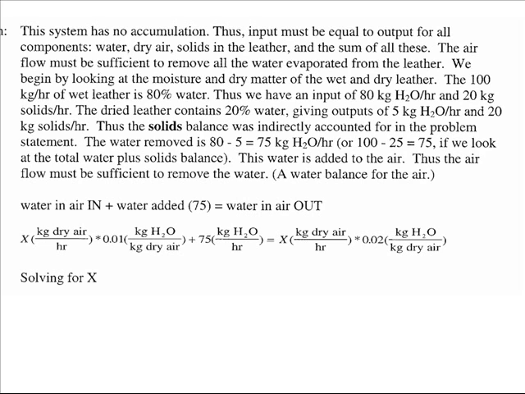We begin by looking at the moisture and dry matter of the wet and dry leather. The 100 kilograms per hour of wet leather is 80% water. Thus, we have an input of 80 kilograms of water per hour and 20 kilograms of solids per hour. The dried leather contains 20% water, giving outputs of 5 kilograms of water per hour and 20 kilograms of solids per hour. Thus, the solids balance was indirectly accounted for in the problem statement.